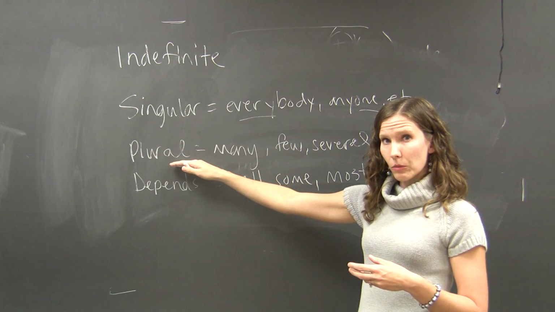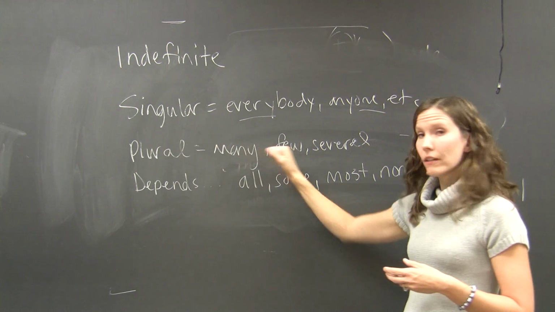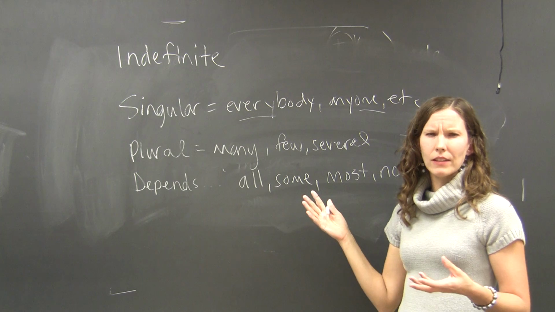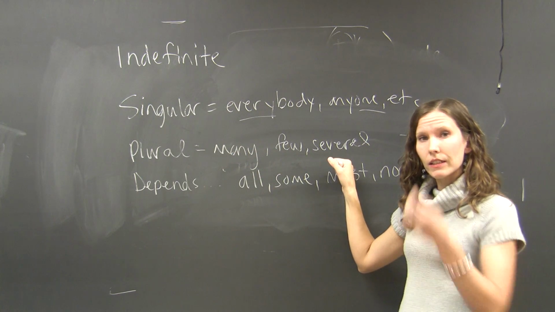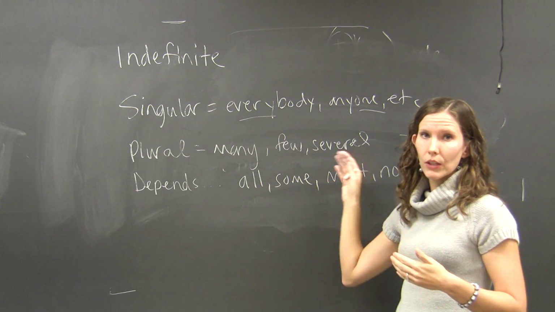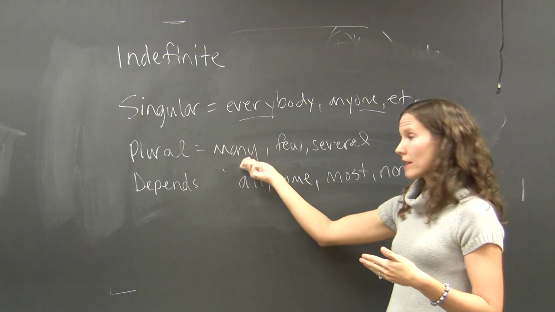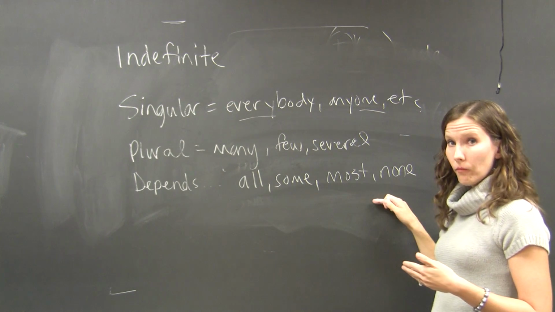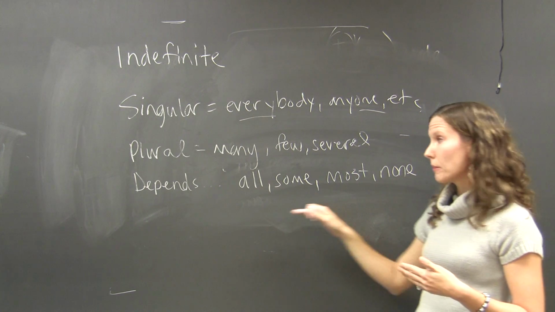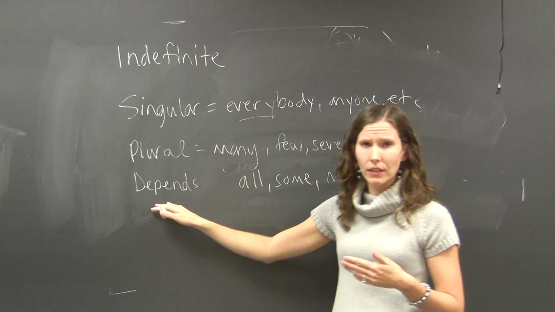There are some indefinite pronouns that are plural, like many, few, or several. And that makes sense. Those sound like groups of people. So if you were using these antecedents, the pronouns that would go with these would be they or their, because these are plural words. Now, there are a few pronouns that can be singular or can be plural, and it depends on the context of the sentence.